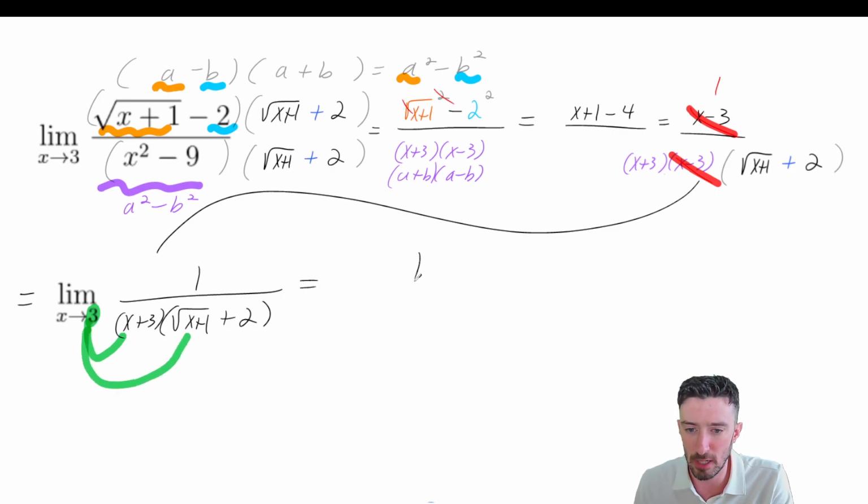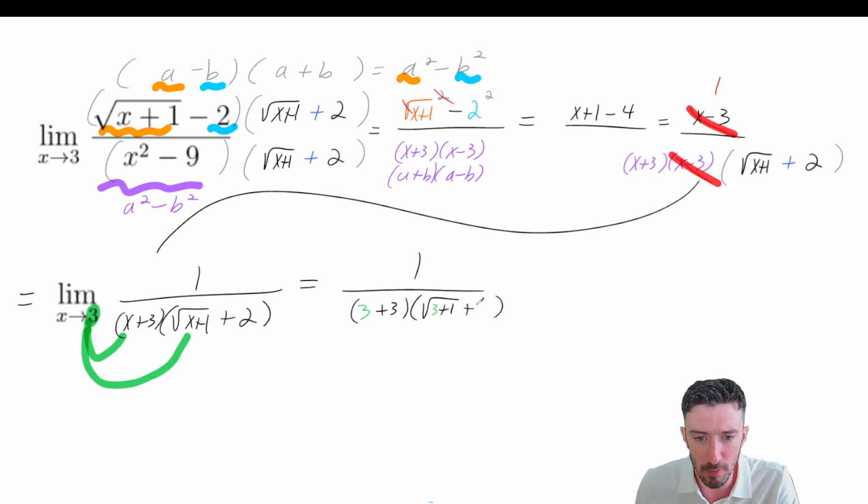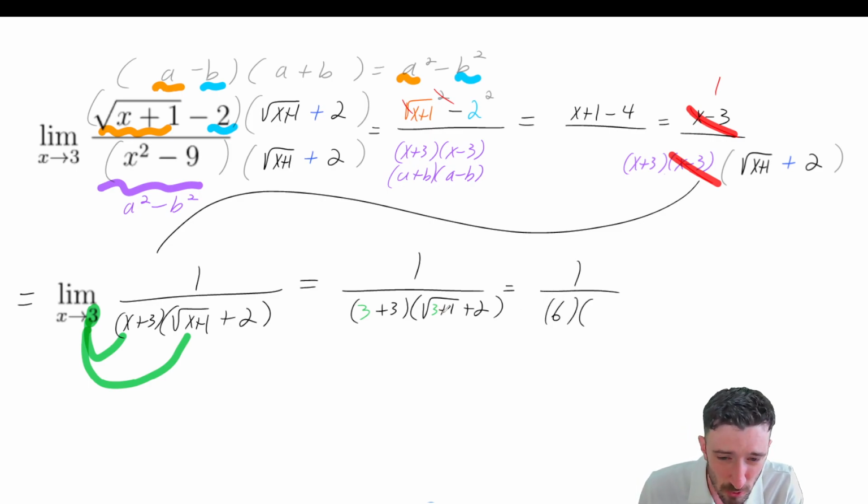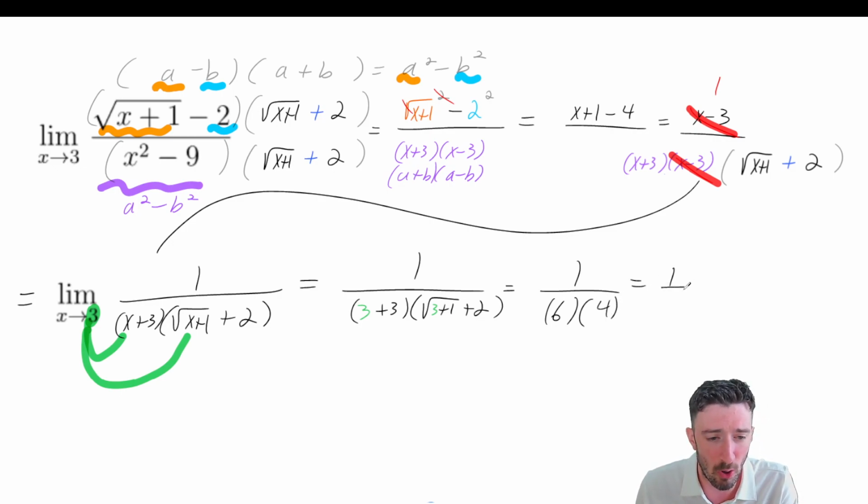So now that we plug it in, we're going to get 1 over 3 plus 3 times the square root of, there's going to be a 3 here for that x, and then a plus 2. Nice and simple at this point. It's just going to be 6 times, what is that? Square root of 4 is 2, plus 2 is 4. That's 1 over 24.